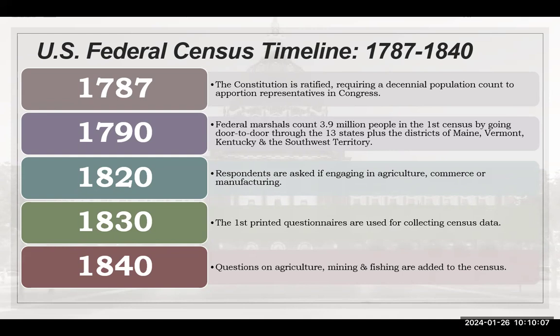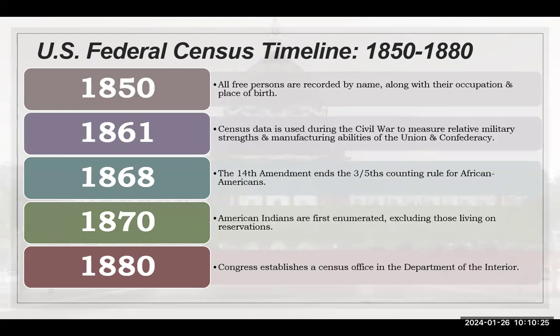In 1820, respondents are asked if they are engaging in agriculture, commerce, or manufacturing. In 1830, we see the first printed questionnaires used for collecting census data. In 1840, questions on agriculture, mining, and fishing are added to the census. And the next one is 1850 to 1880.